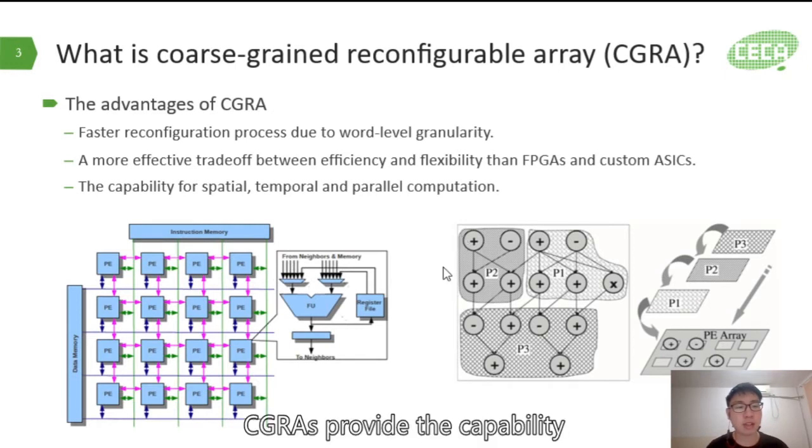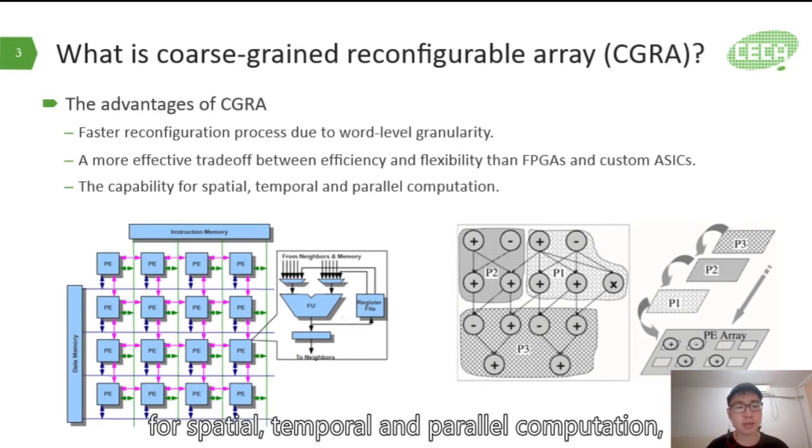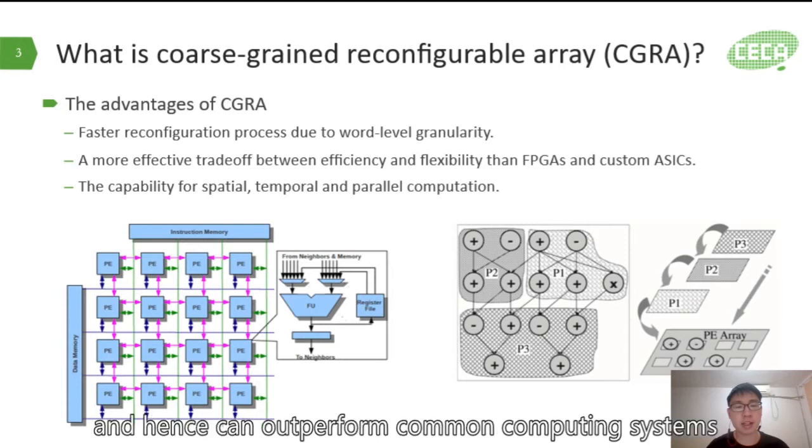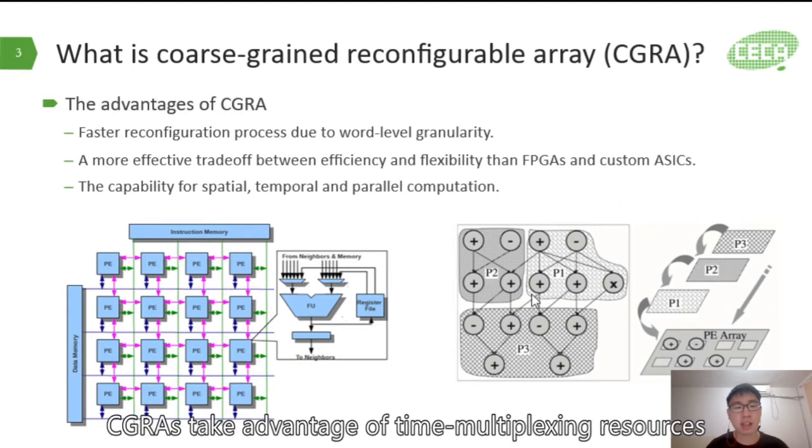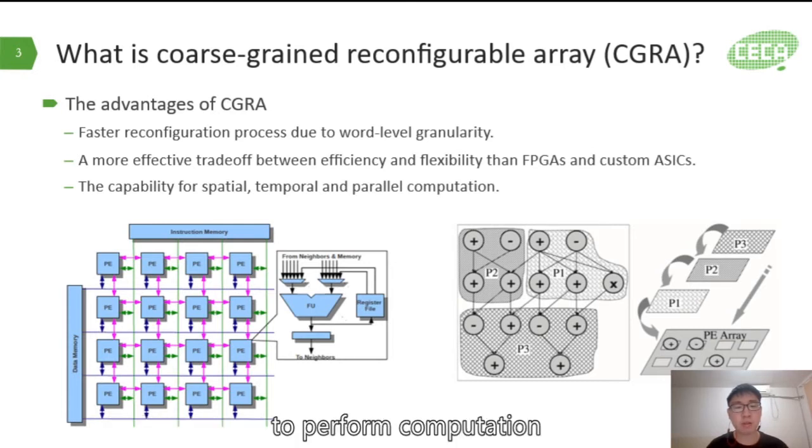CGRA provides the capabilities for spatial, temporal, and parallel computation, and hence can outperform common computing systems in many applications. Like the example at the bottom right, CGRA takes advantage of time multiplexing resources to perform computation.